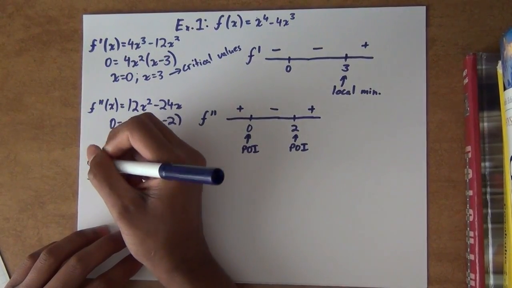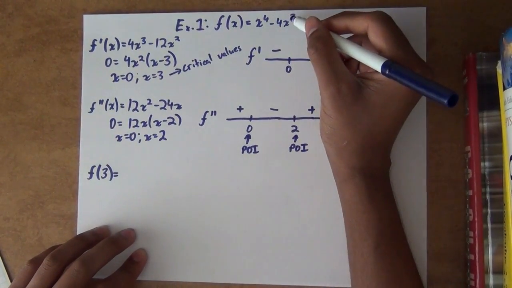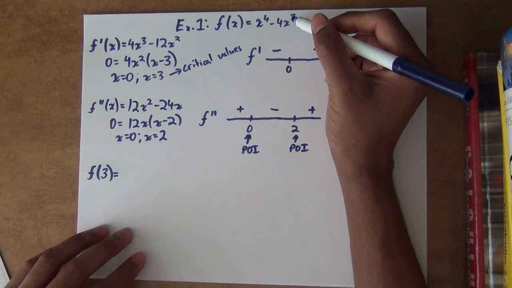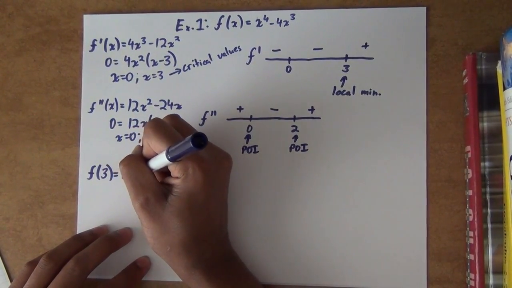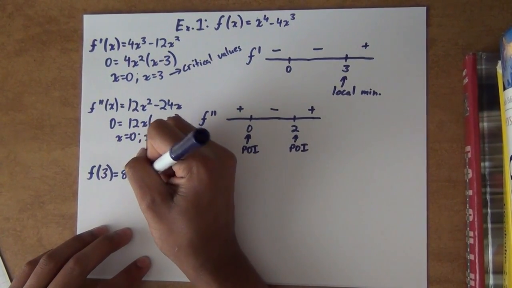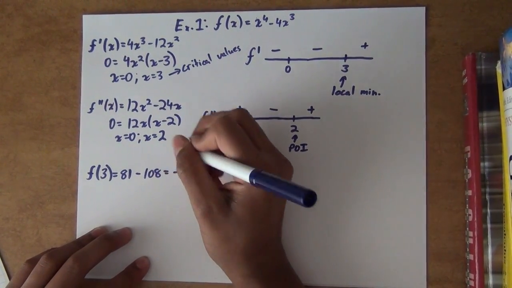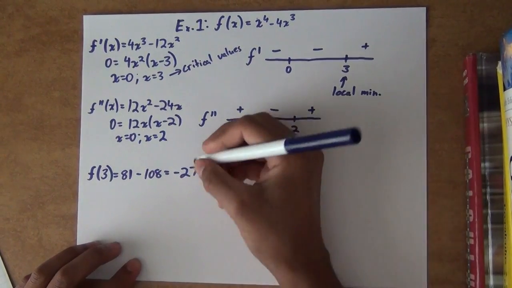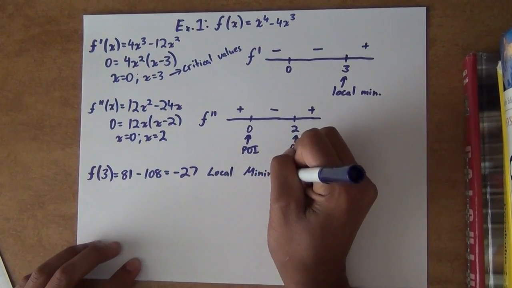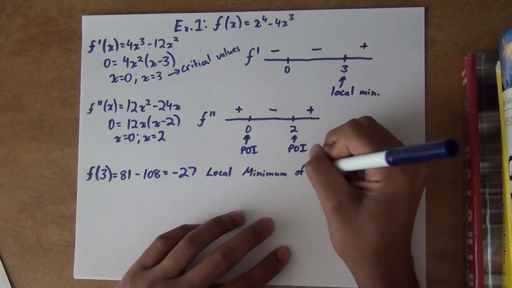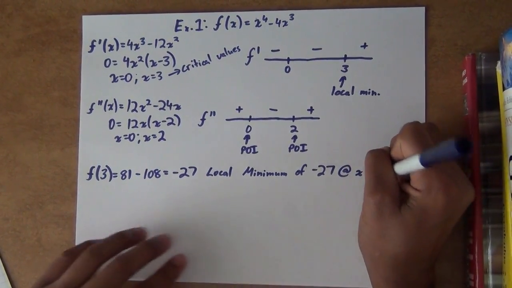So f of 3 equals 3 to the 4th minus 4 times 3 cubed. So that's going to be 81 minus 27 times 4, minus 108, and that gives us negative 27. So I'll write it out: local minimum of negative 27 at x equals 3.